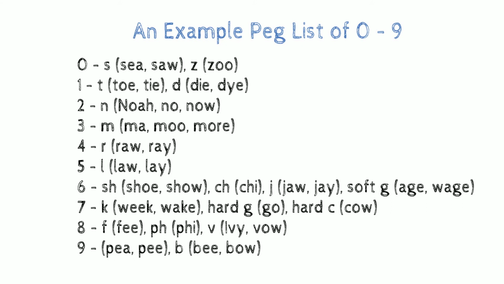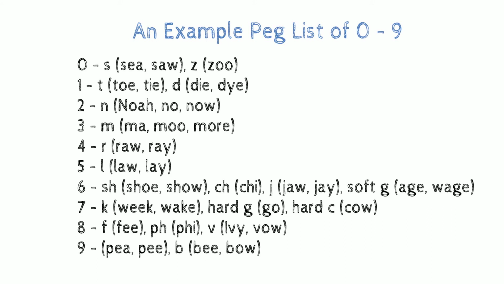For number 2, the consonant is N. So these are the words that you can use for number 2. Think of Noah, your friend, or the old man in the Bible. No or now. For number 3, you can use these 3 words. Ma, your mom. Moo, the sound a cow makes, or more. For number 4, you can use these 2 example words, ro or ray. For 5, the consonant is L, so these 2 words can be used to represent number 5, low or lay.